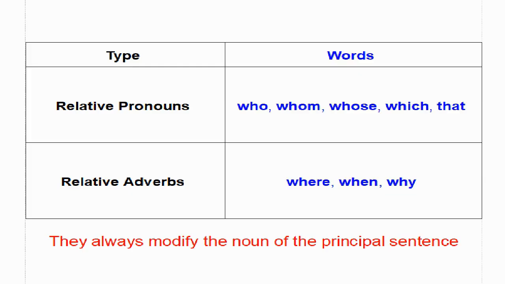Relative clauses usually begin with relative pronouns or relative adverbs. Here are the most common ones. Who: for people. Whom: formal, for people when functioning as an object. Whose: shows possession. Which: for things or animals. That: for people or things in restrictive clauses. Where: for places. When: for the time of an action. Why: for reasons, but it's less common.